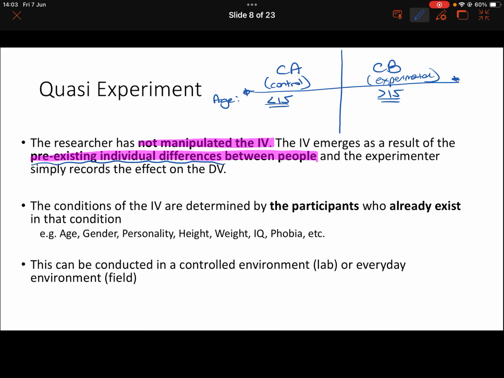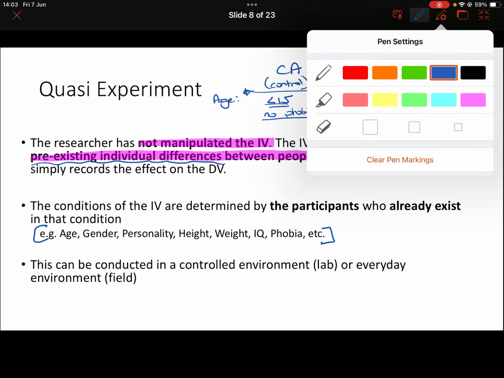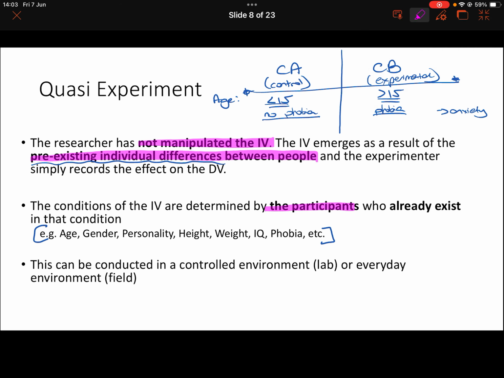Some other examples could be whether people have a phobia or no phobia. That's an individual difference that the researcher can't manipulate. They can simply measure the effect of, for example, anxiety of these two conditions, but the researcher can't manipulate these conditions. The conditions already exist as a result of the individual differences between people. So we've got a range of different examples here. Basically, we are just talking about individual differences between participants. That will determine the condition, and that will determine the IV.